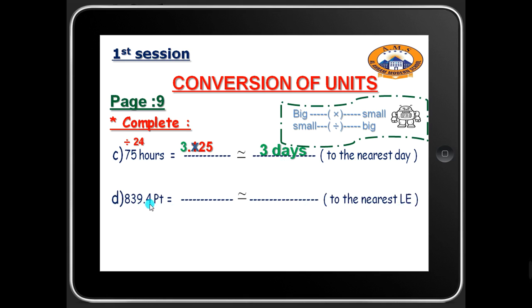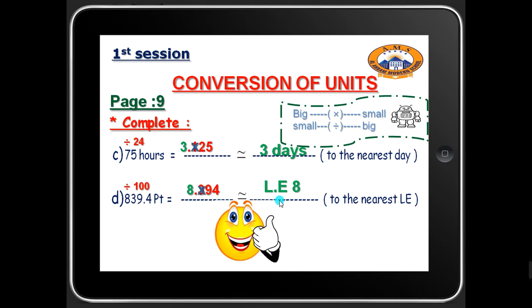Another one, from piastre to pound. Yes, piastre is small. We will divide it by 100. When we divide by 100, we will move the decimal point 2 places to the left. From here, we're going to move it 2 places, so the answer is going to be 8.394. So 8 is in the units place, and I will look at 3. 3 is a weak number, so the answer is going to be 8 pounds.